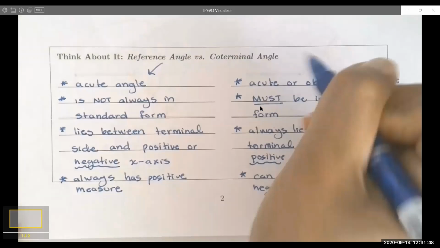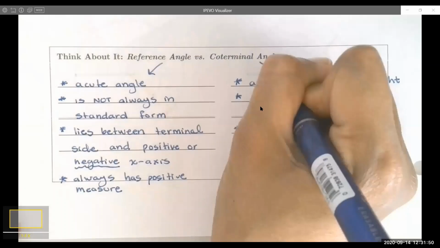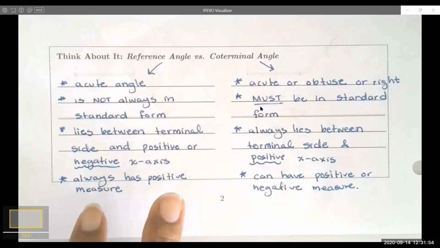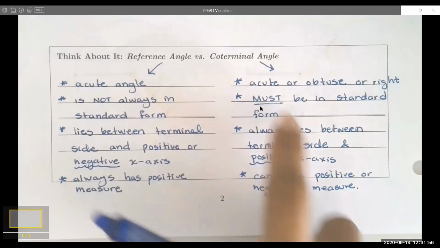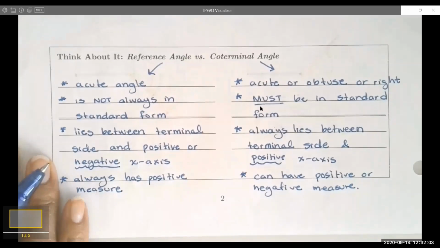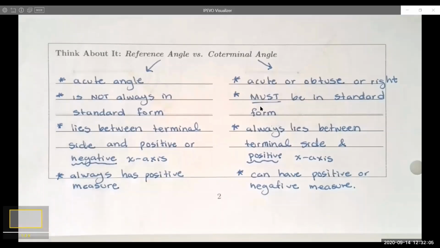I forgot to label to whom these characteristics apply. These apply to the reference angle. These here apply to the coterminal angle. But they're clearly not the same, right? They have different characteristics. They're different types of angles.